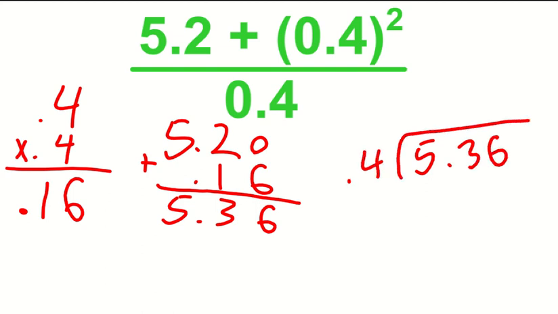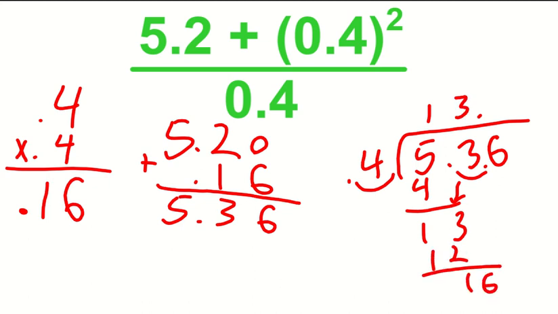When we're dividing, decimal moves 1 spot on the outside to make that a whole number. Does the same on the inside. 4, 5 once. Goes into 13 3 times. Goes into 16 4 times, so we get 13.4. Any questions on that one?